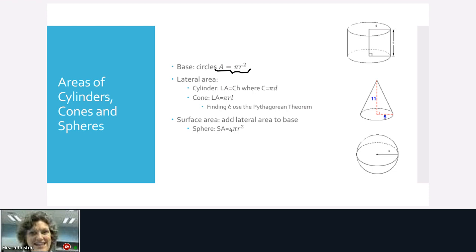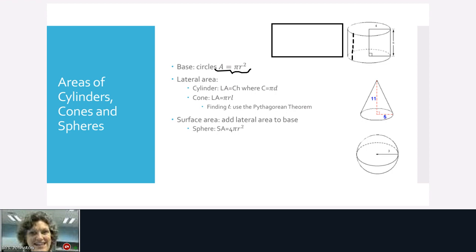Now, looking at a cylinder, the lateral area, if you can imagine it, let's say that this was a can of soup, and you cut the label off the can of soup and unrolled it and laid it out on a piece of paper or on a surface. The shape of that label would actually be a rectangle, right? And it would have the same height as your cylinder.